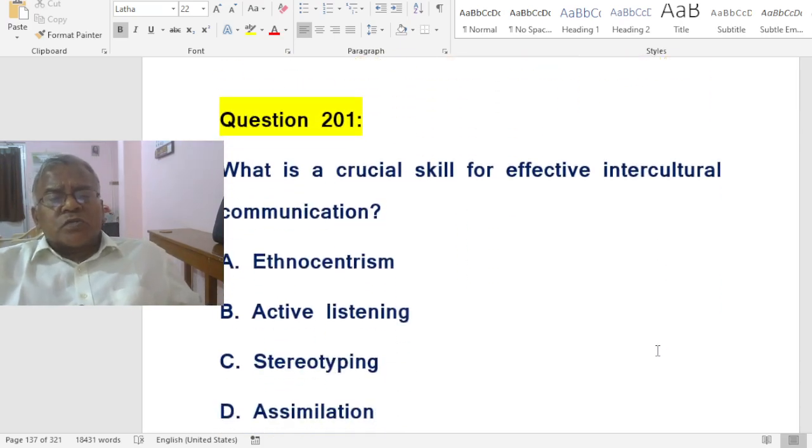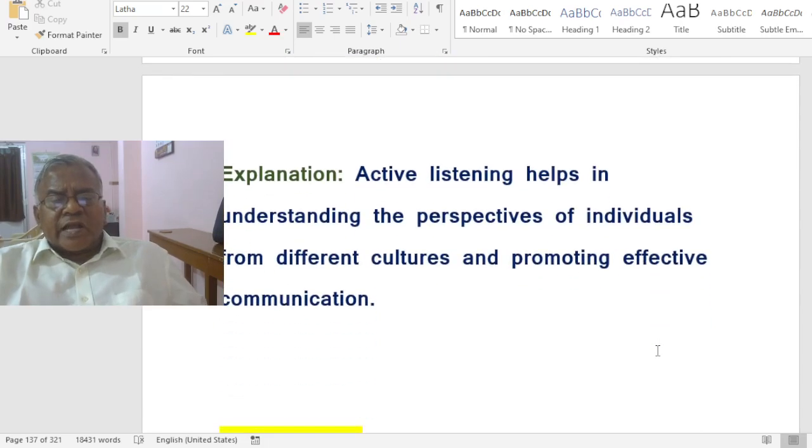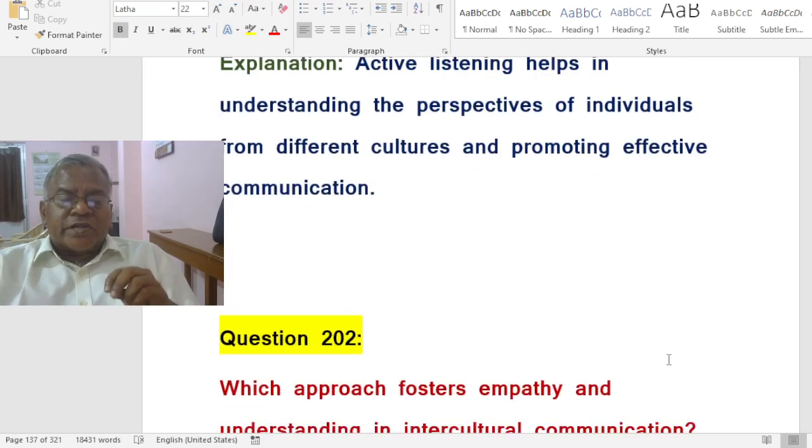What is a crucial skill for effective intercultural communication? That is active listening. Active listening helps in understanding the perspectives, the views of individuals from different cultures and promoting effective communication.